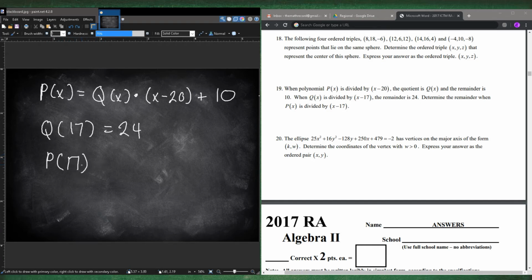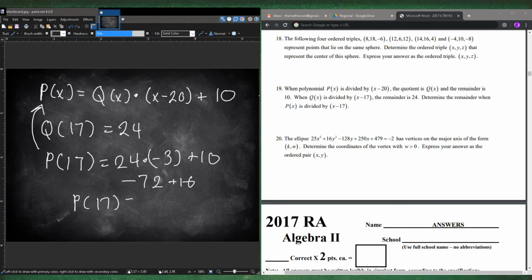So then p(17), just plug it into this equation. So q(17) is 24. 17 minus 20 is -3, and then plus 10. Okay, so that's -72 plus that 10. So p(17) is equal to -62. And that's your answer for number 19. It's basically just a bunch of rewriting equations.